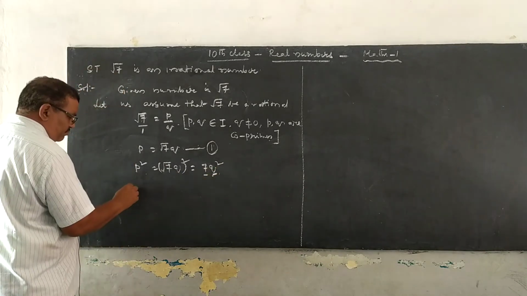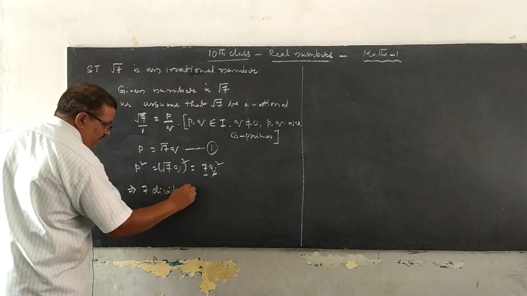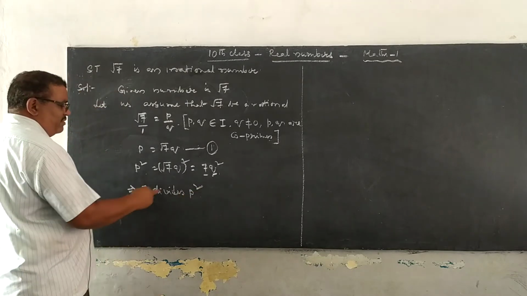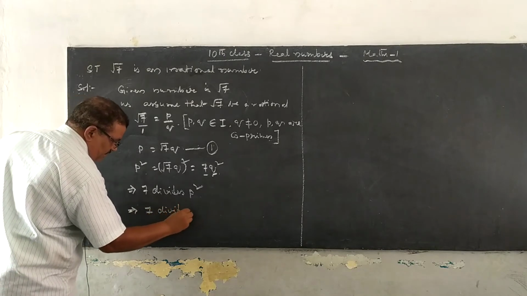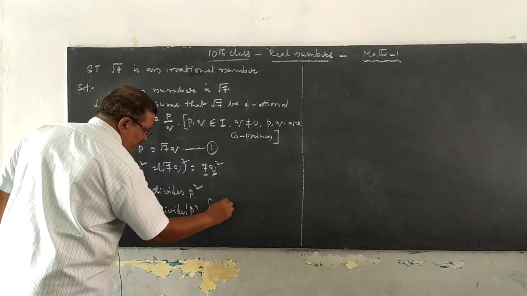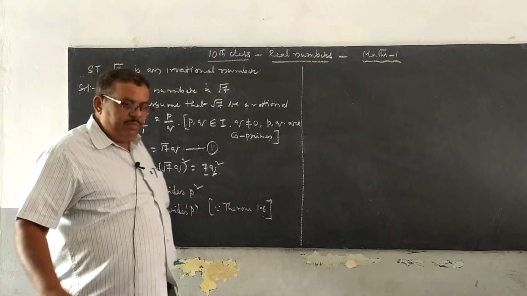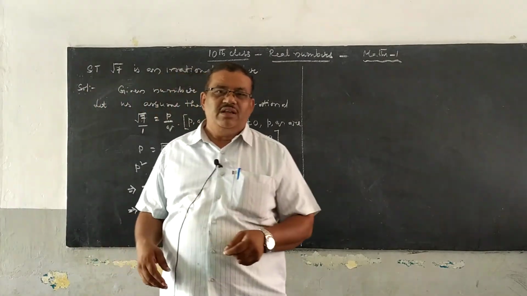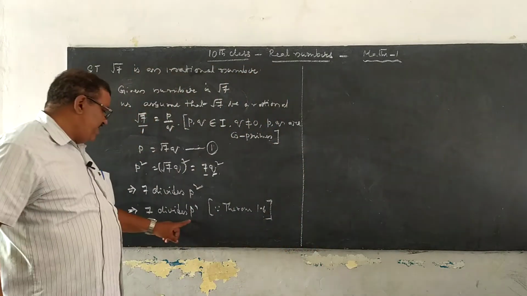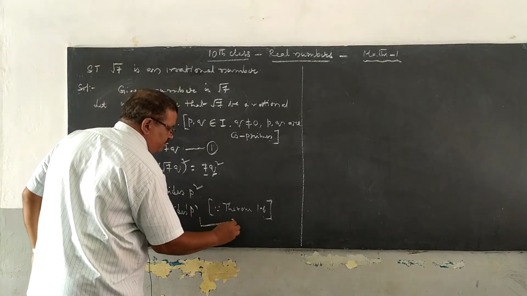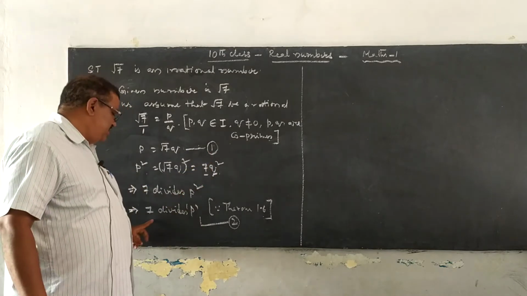That implies 7 divides p square. When 7 divides p square, that implies 7 divides p, since from theorem 1.6, already discussed in the last class: if p divides a square, then p divides a, where p is a prime number. So 7 divides p; this is statement 2.